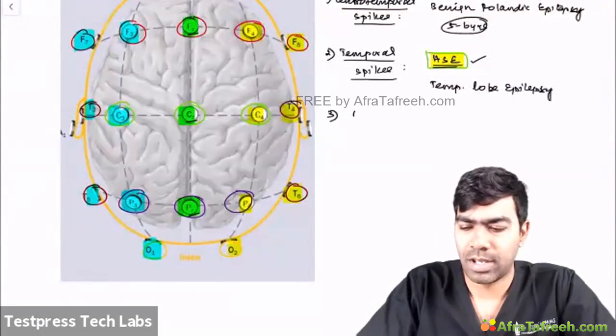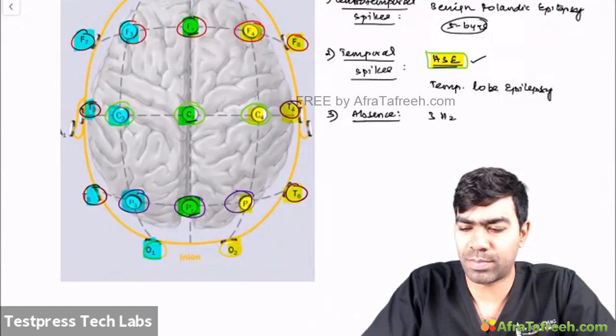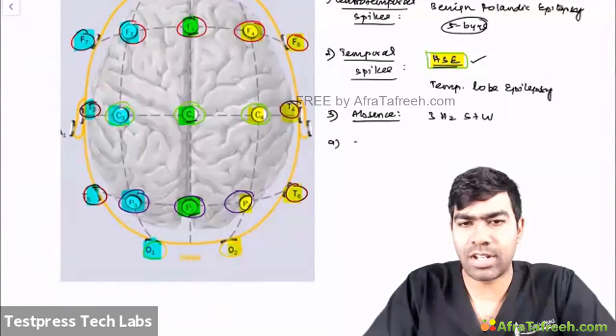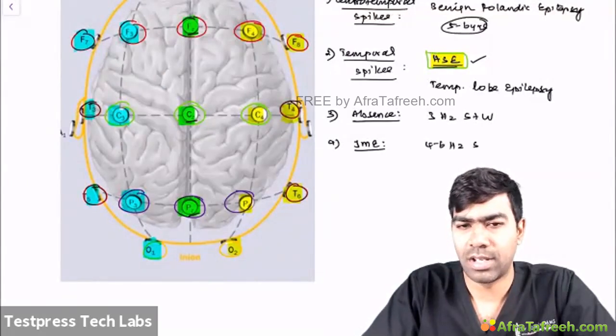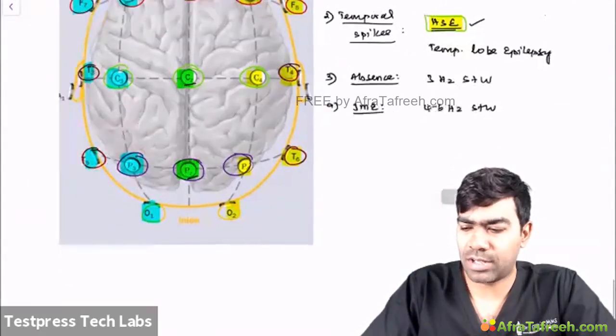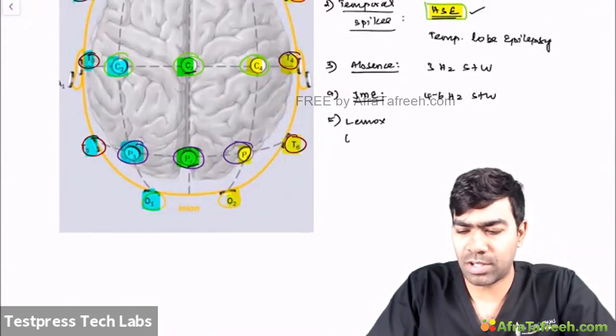And as far as absence seizures are concerned, we know that classic 3 Hz spike and wave pattern. That's very important. As far as juvenile myoclonic epilepsy is concerned, we are going to have a 4 to 6 Hz spike and wave pattern. As far as Lennox-Gastaut syndrome is concerned, there is a childhood epilepsy syndrome called Lennox-Gastaut syndrome.